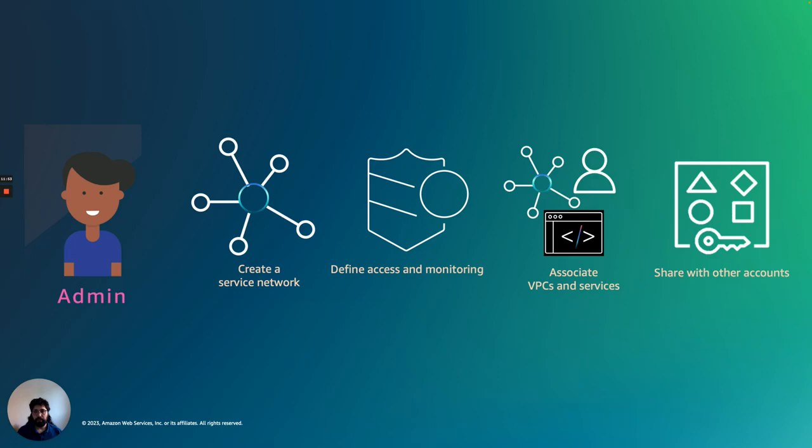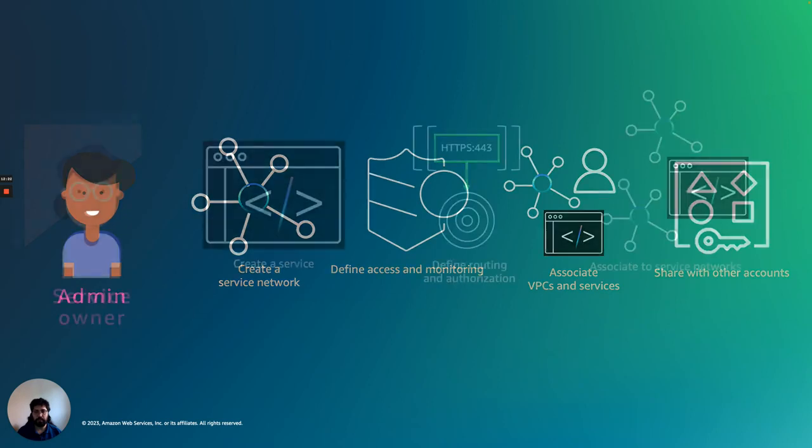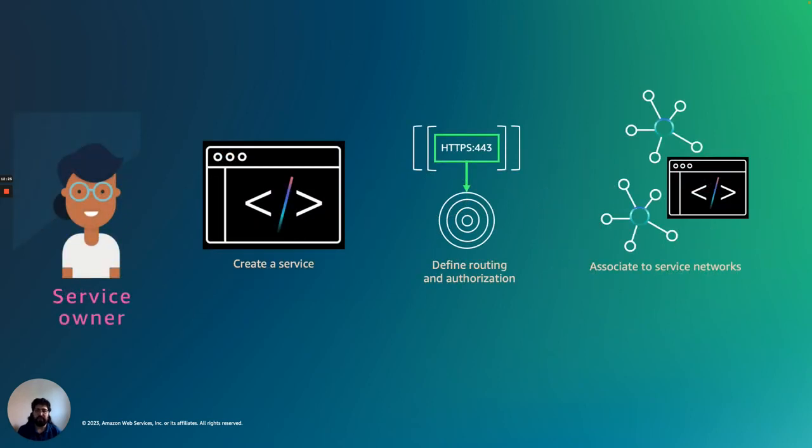As an admin, you will be the one who creates the service network and applies access controls on the service network. You can also enable logs with a single API call for all the services in a service network. You are the one who enables connectivity by associating the service network with VPCs. And if you are dealing with multiple accounts, you can share this with your organization or individual accounts through Resource Access Manager. As a developer or service owner, you will be the one that creates the service.